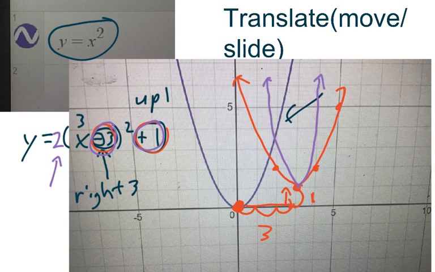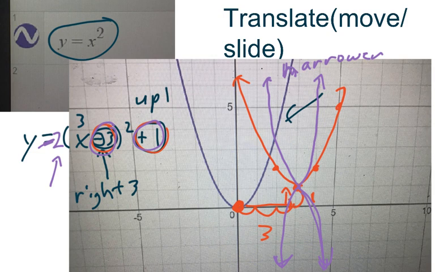So it's gotten, as we say, narrower. I always struggle with that word, narrower. There we go. Okay. What happens if I threw a negative in front of that 2? Then it would flip down. It would still be narrow, but it would flip down.